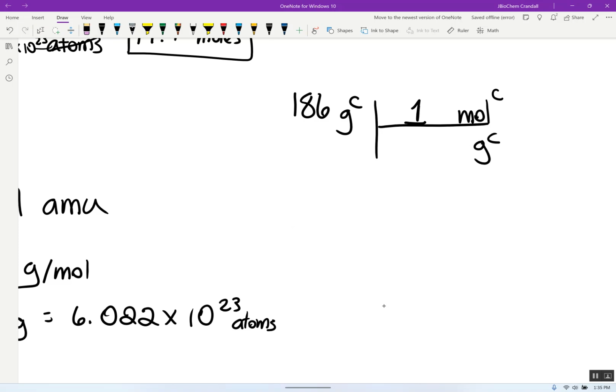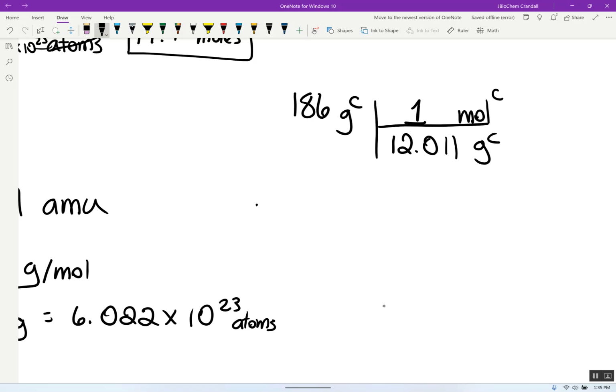grams. If it was atoms, molecules, or formula units, I would use 6.022 times 10 to the 23rd. But that's not what I'm doing here. I'm not converting from those. I'm converting from grams. Where do I find that gram number? On the periodic table. 12.011 grams of carbon for every 1 mole of carbon. Okay? That's what I'm going to use. And then I can say 186 divided by 12.011, and that's going to give me the moles of carbon that I have in 186 grams of carbon.